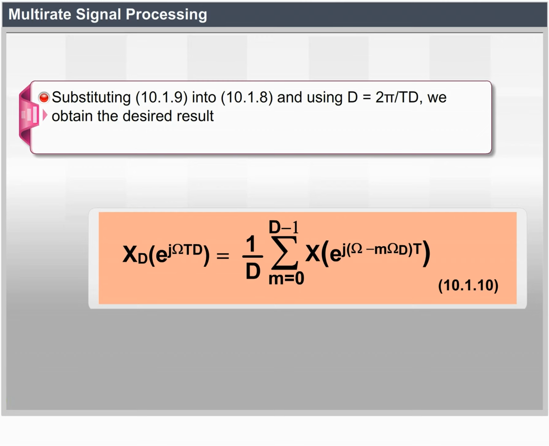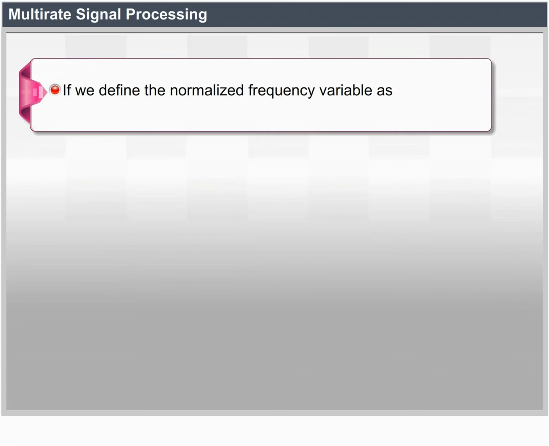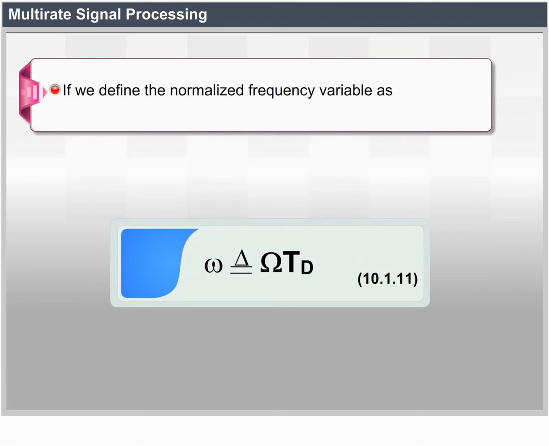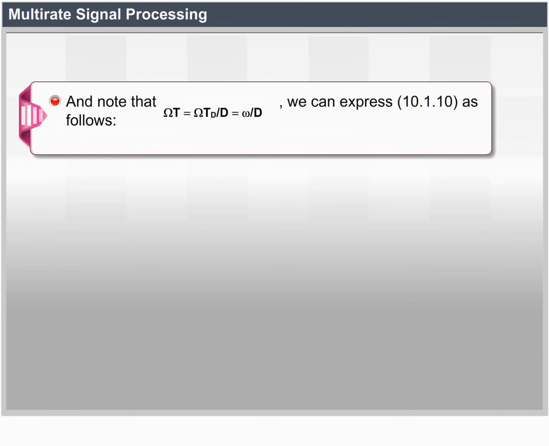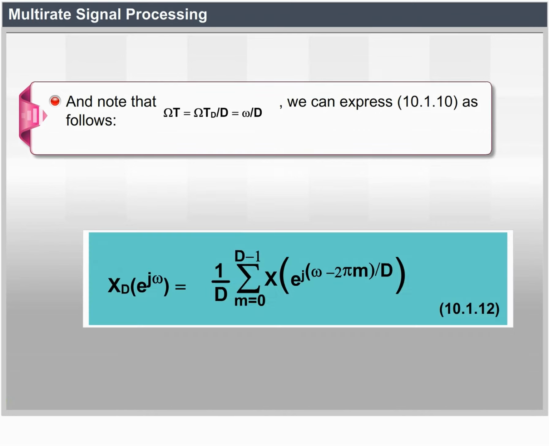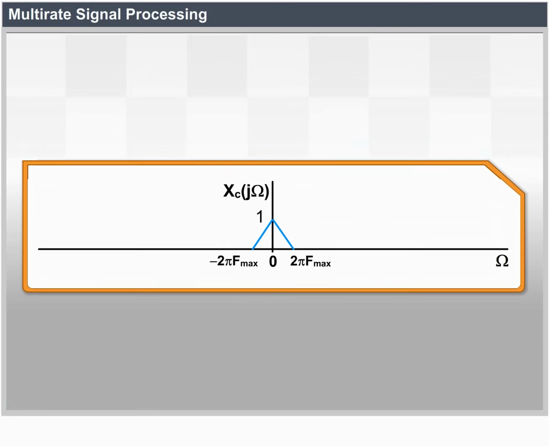If we define the normalized frequency variable as ω = ωTd, called equation number 10.1.11, and note that ωT = ωTd/d = ω/d, we can express 10.1.10 as follows: Xd(e^{jω}) = (1/d) Σ_{m=0}^{d-1} X(e^{j(ω - 2πm)/d}). Figure: frequency domain illustration of sampling rate reduction.